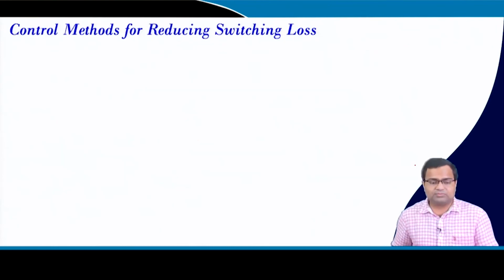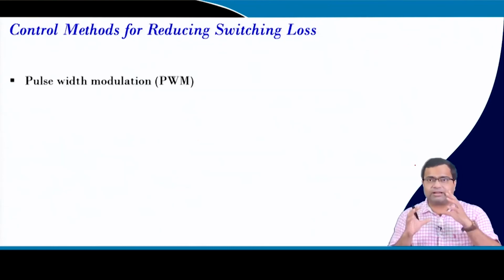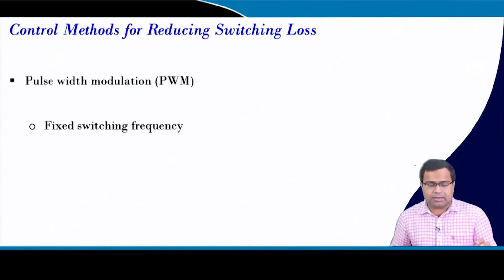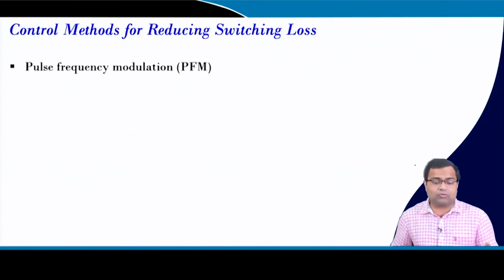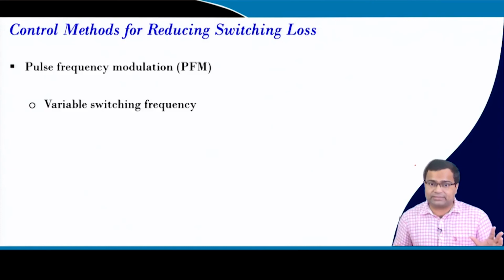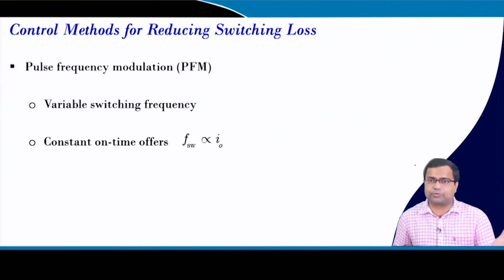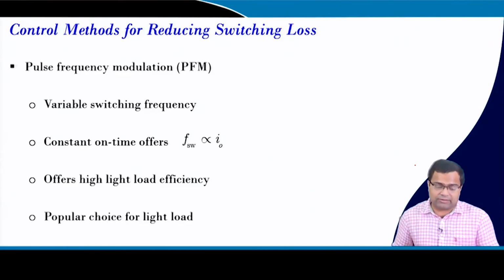So, that means the control method regarding switching loss reduction, PWM, is a fixed frequency and it is not suitable for light load, because switching loss dominates. Then if you go to PFM, variable frequency control, this is good for light load, but may not be good for high load. Constant on time offers switching frequency proportional to load current and high load efficiency.